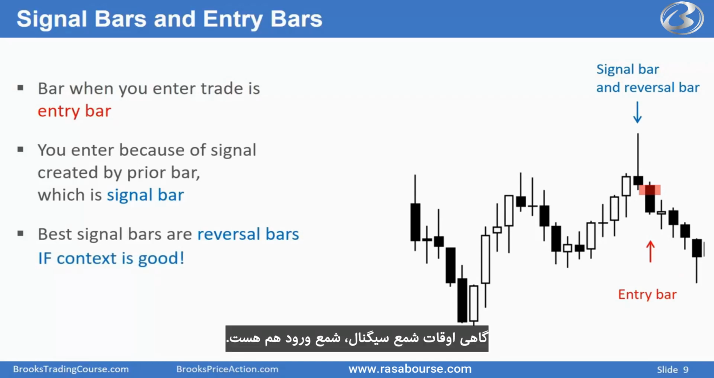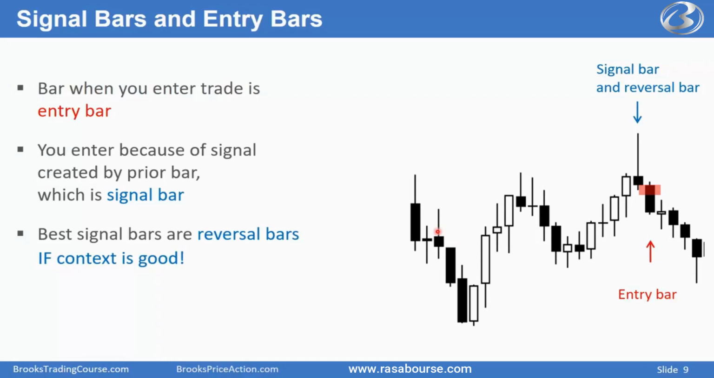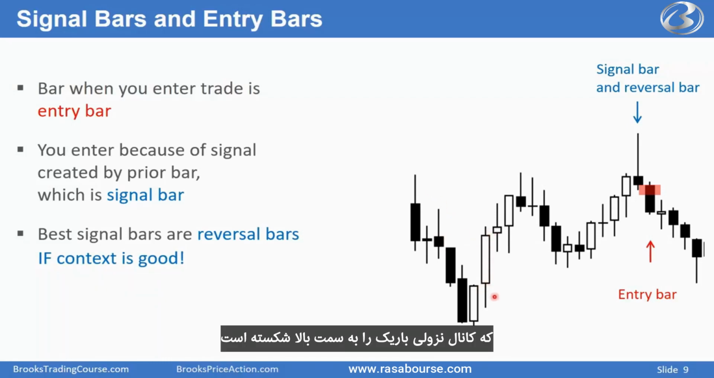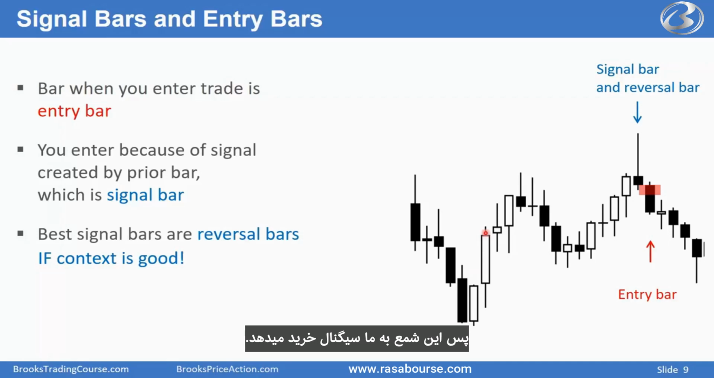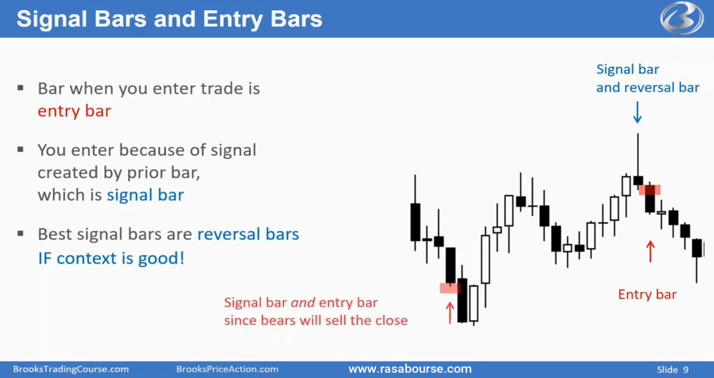Sometimes you get a signal bar that's also an entry bar. So, for example, look at this bull bar. It's breaking above a tight bear channel and it's closing far above the high of the prior bar. Yes, it's signaling that traders should go long, but a lot of traders will look at this close and they'll buy the close. And if they do, then they're entering on this bar, and this bar is also the signal bar. And the opposite is true over here.